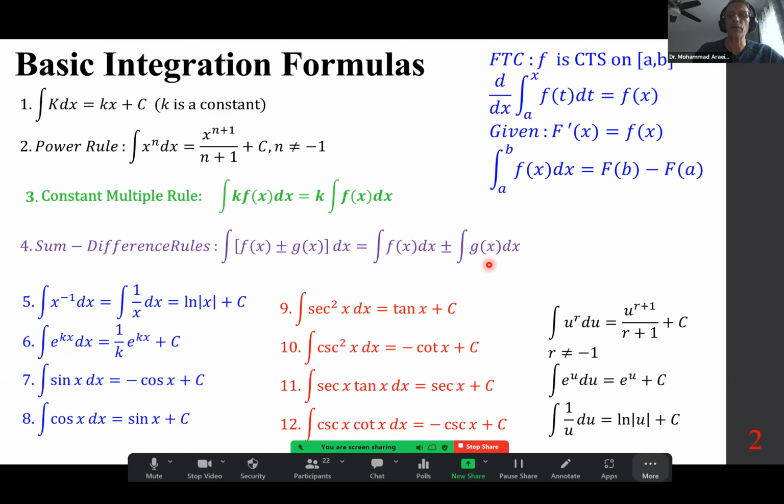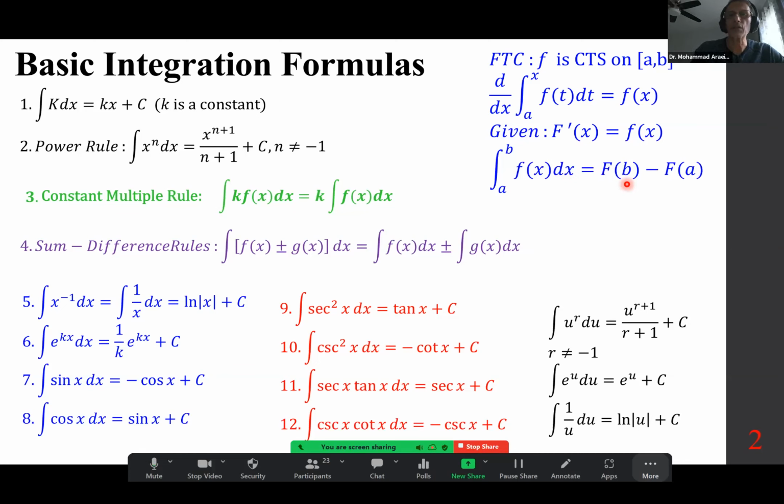FTC, the Fundamental Theorem of Calculus. One of them is about the derivative of the integral being the function itself. And one of them is about the definite integral: the integral from a to b of f(x) dx is capital F(b) minus F(a).